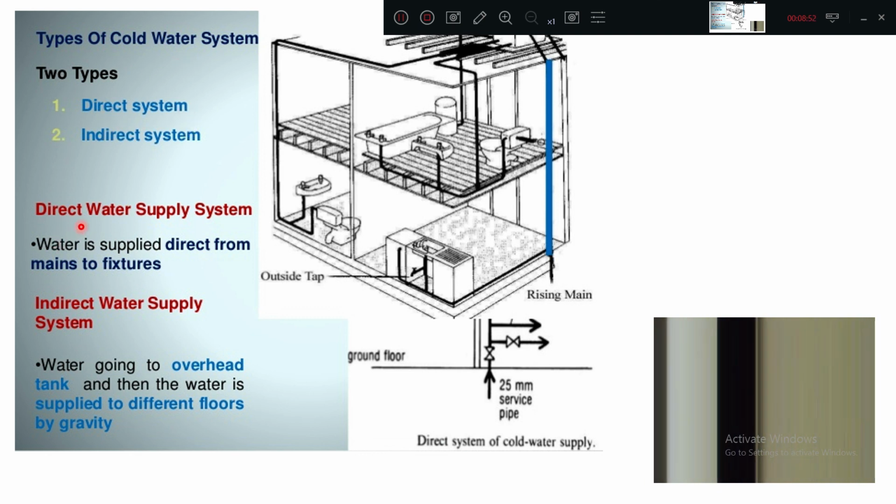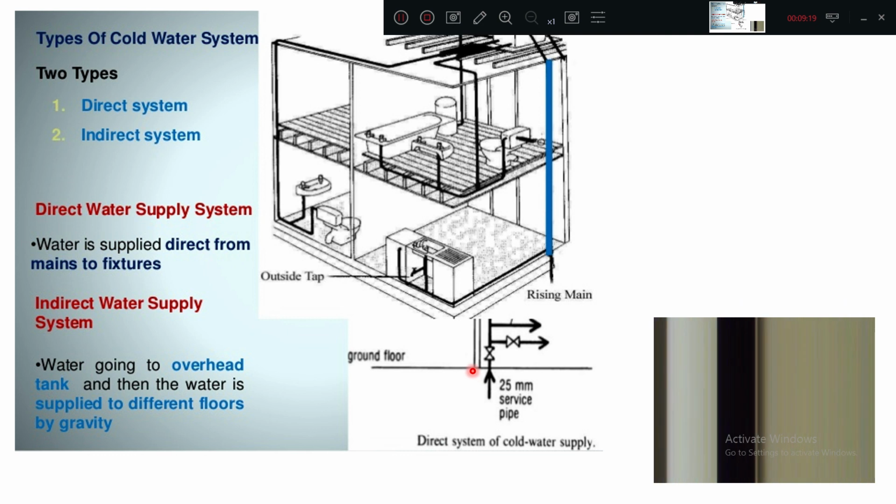What do you mean by direct? A direct water supply system is one where water is supplied directly from the main to the fixtures. That means if there is a tap here, it is connected directly to this main point, such that almost all the time you are getting water. Indirect system means water goes to the overhead tank first, then water is supplied to different floors by gravity.